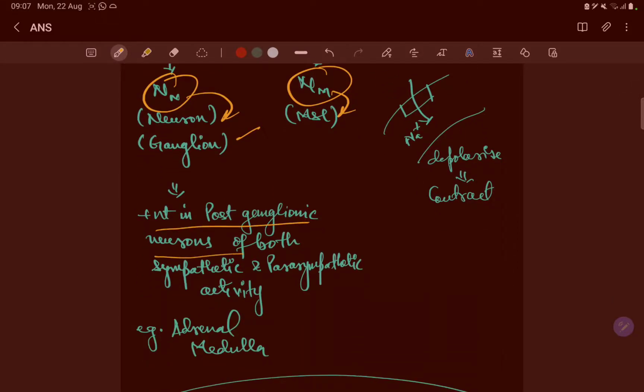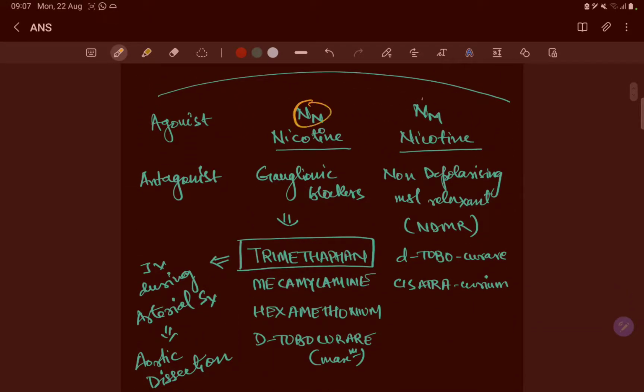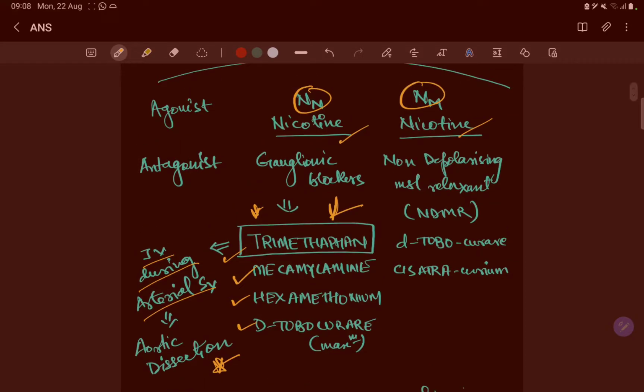Present in the postganglionic neurons of both sympathetic and parasympathetic activity, for example in the adrenal medulla. Okay, now for agonists of NN and NM, both have nicotine as an agonist, but among the antagonists, in the NN we have ganglionic blockers. These are hexamethonium, d-tubocurarine, mecamylamine, and trimethaphan. Trimethaphan is an IV drug used in arterial surgery in the case of aortic dissection.